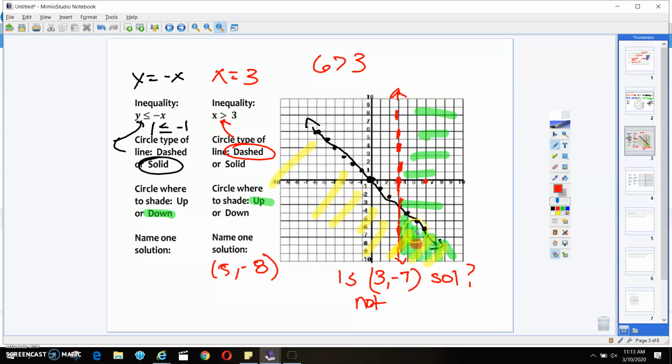What about 5, negative 5? Look at this point right here. 5, negative 5. Is that a solution? Is it on a solid line? Then it is a solution.